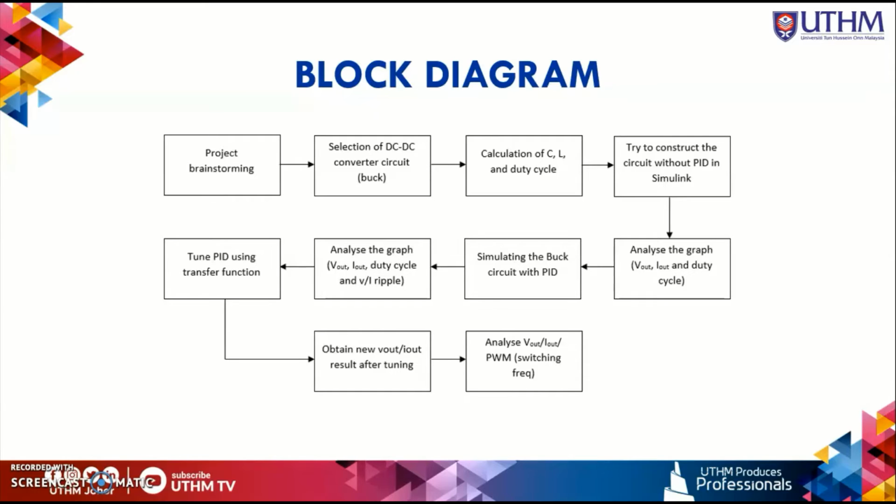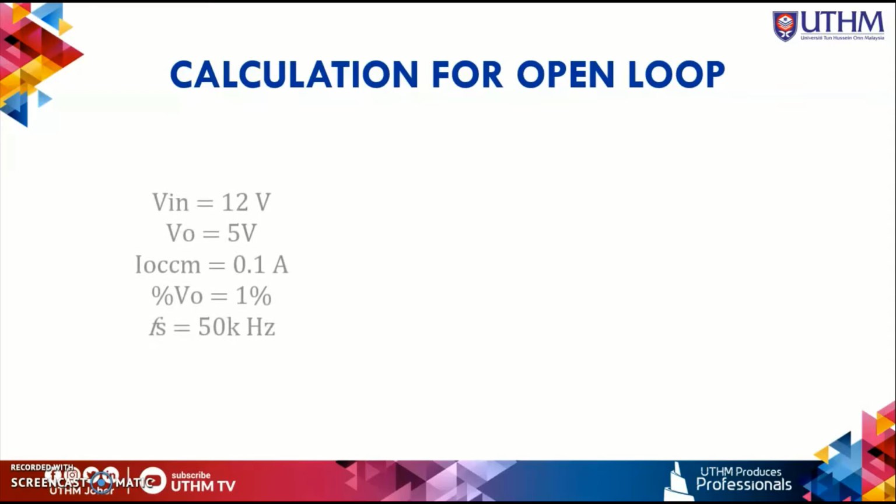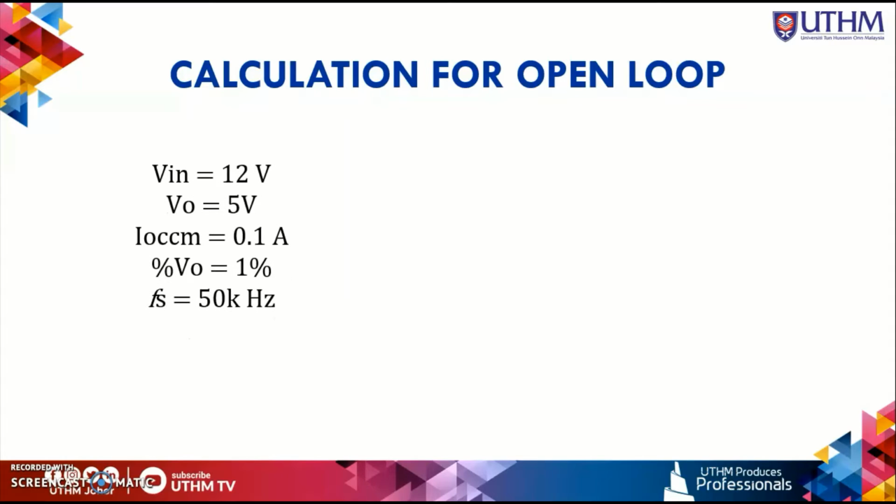So next is the calculation for open loop. This is the parameter that we choose: for the Vin 12 volt, Vout 5 volt, IOCCM 0.1 amp. The voltage output ripple is 1% and the frequency is 50 kHz. To calculate the D, which is the duty cycle, we will use this formula, which is Vout over Vin.